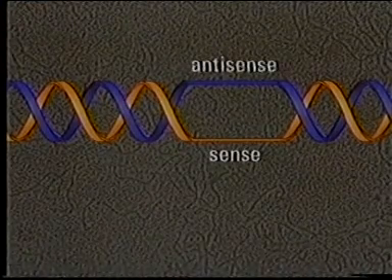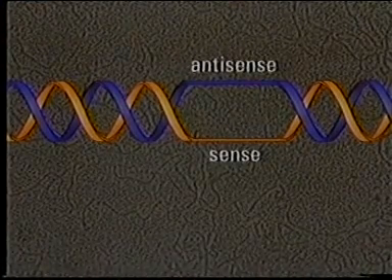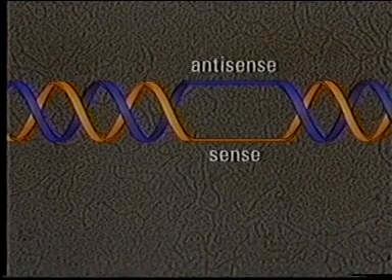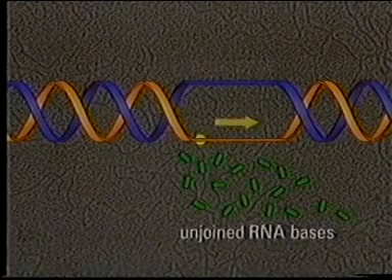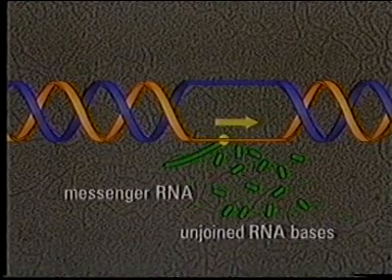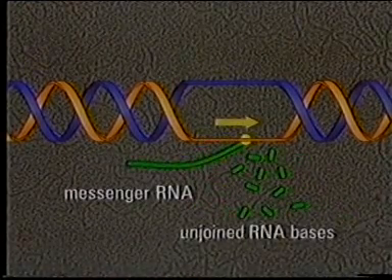This strand is called the sense. The other strand contains the mirror image and is called the antisense. Messenger RNA is produced from the template of the sense DNA strand.